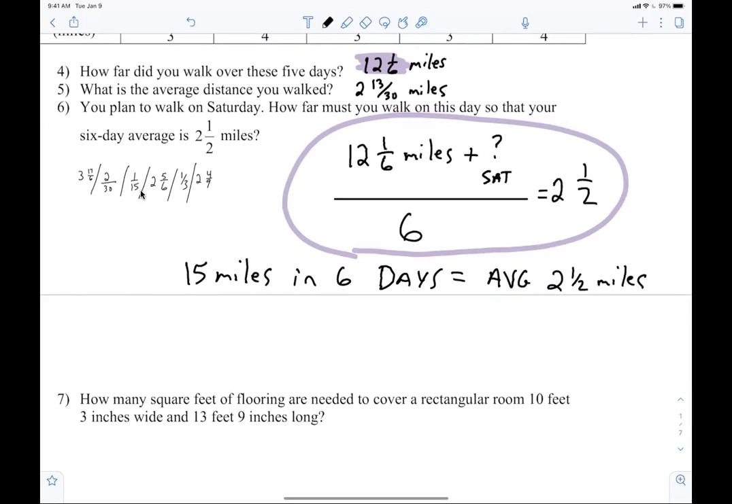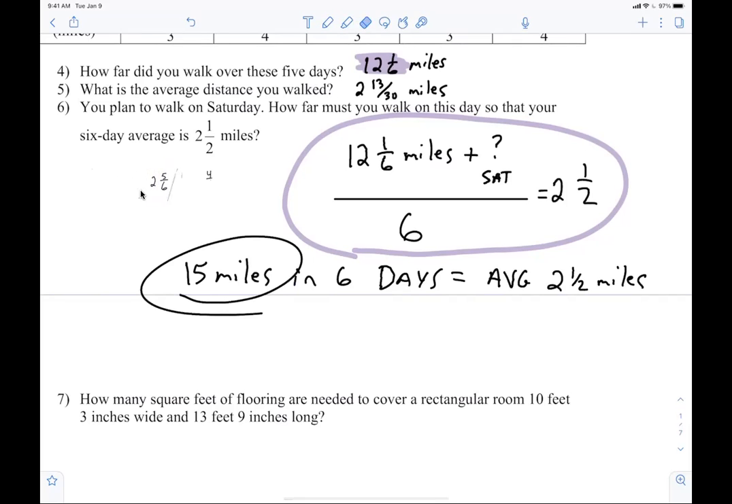Right, so I have to walk 15 miles. How many miles have I walked so far? So how do I figure out how many miles I have to walk? 15 total. Beautiful. Exactly what you said. That was very good. All right, that was a really hard problem. So the correct answer, for those of you who are wondering, was 2 and 5/6.